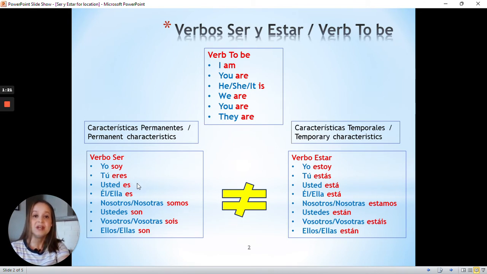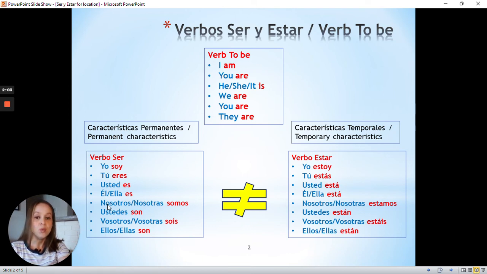Usted es. Usted is second person singular, but it works just for formal situations and occasions. In a different video, we are going to talk about subject pronouns to explain that point better. For now, just remember that it is second person singular, but it works just for formal circumstances. Then we have él and ella. Él means he, ella means she. Él es, he is, ella es, she is. We don't have a specific subject pronoun in Spanish for animals or things, so as a subject pronoun we use él or ella instead.